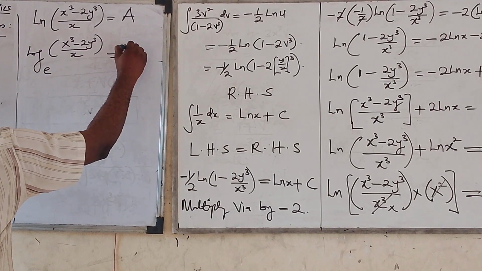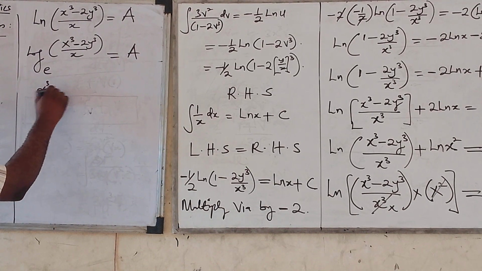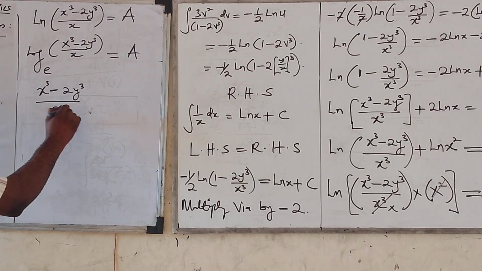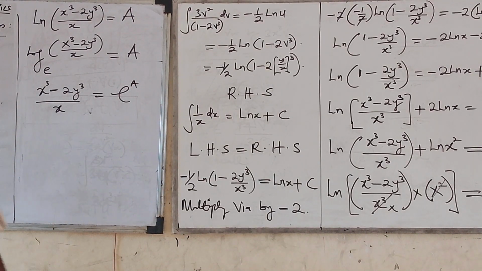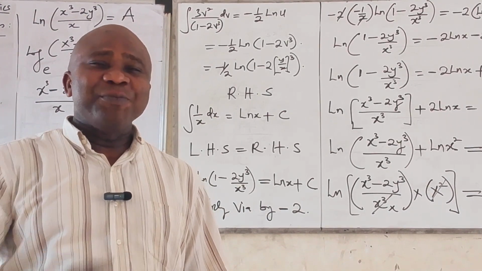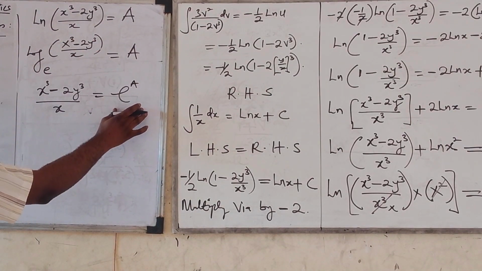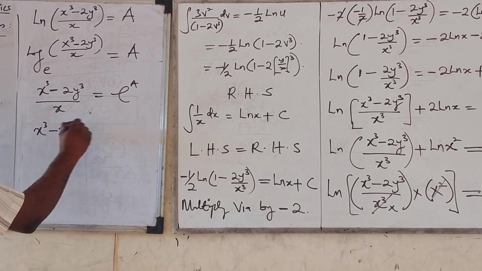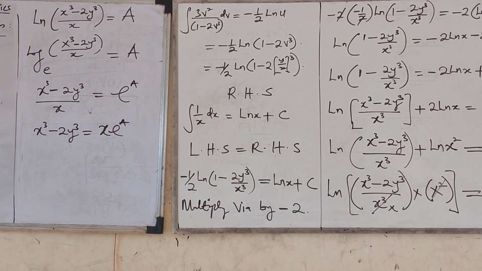Now this is equal to e. So it therefore means that (x raised to the power of 3 minus 2y raised to the power of 3) all over x will be equal to e raised to the power of e. Now remember the definition of logarithm. We said the logarithm of a number to a given base is any power to which the base can be raised to give the number. It therefore means that this is the same thing as e raised to the power of e. So it means x to the power of 3 minus 2y raised to the power of 3 will be equal to x times e raised to the power of e.